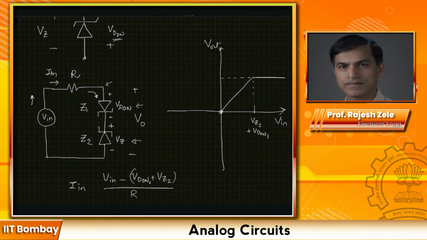Similarly, when you go to the other side, you can convince yourself that it should be here this way: minus Vz1 plus Vd on 2, with a negative sign. And it will get limited here. So this circuit is a limiter circuit using a Zener diode.